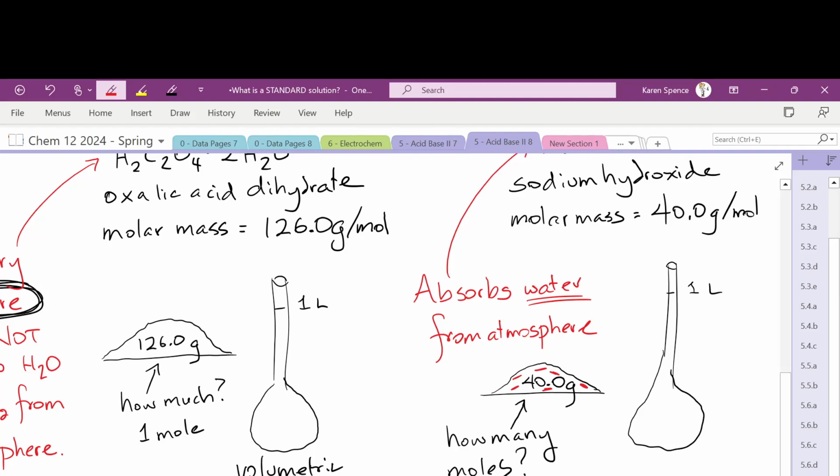So if I was to take my oxalic acid, 1 mole of H2C2O4.2H2O, and I was to dissolve it in there, what would the concentration of H2C2O4 be? 1. So the concentration of H2C2O4 is equal to 1 molar, 1 mole per 1 liter.